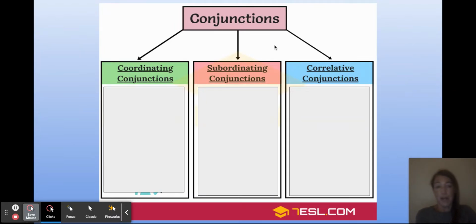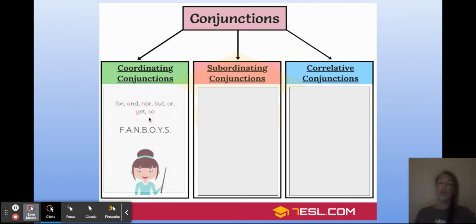This is another way to draw or to take notes. You can draw a thinking map. This thinking map is called a tree map. The large title of the tree map is the big category of conjunctions. It has three branches: coordinating conjunctions, subordinating conjunctions, and correlative conjunctions.